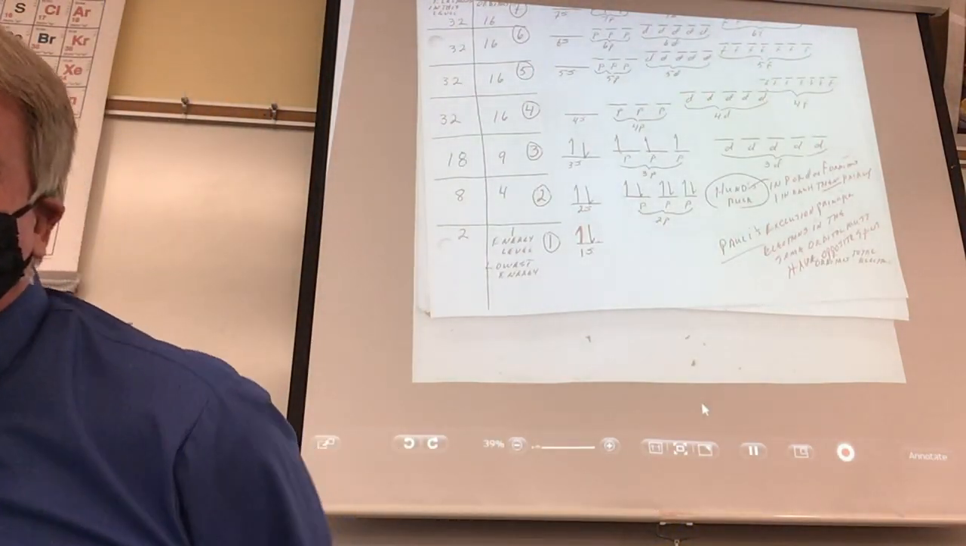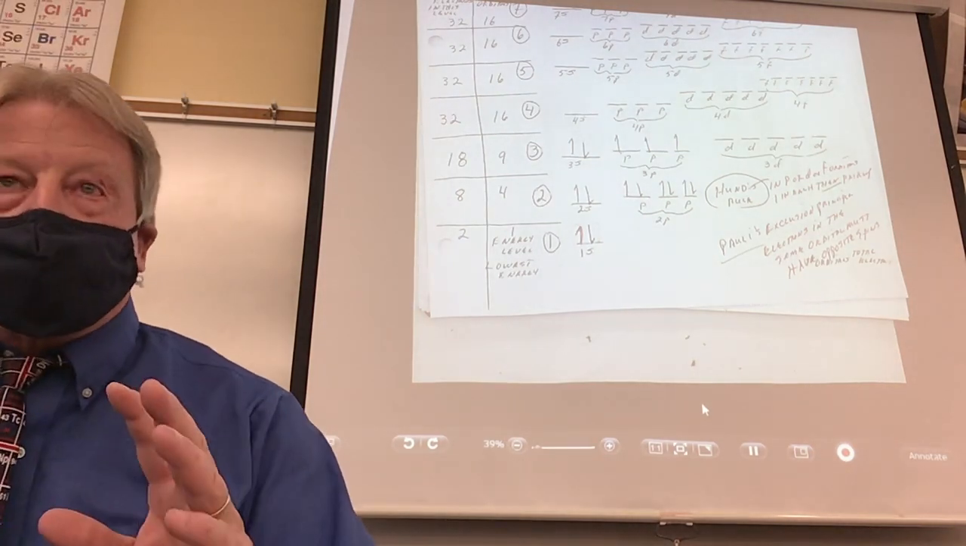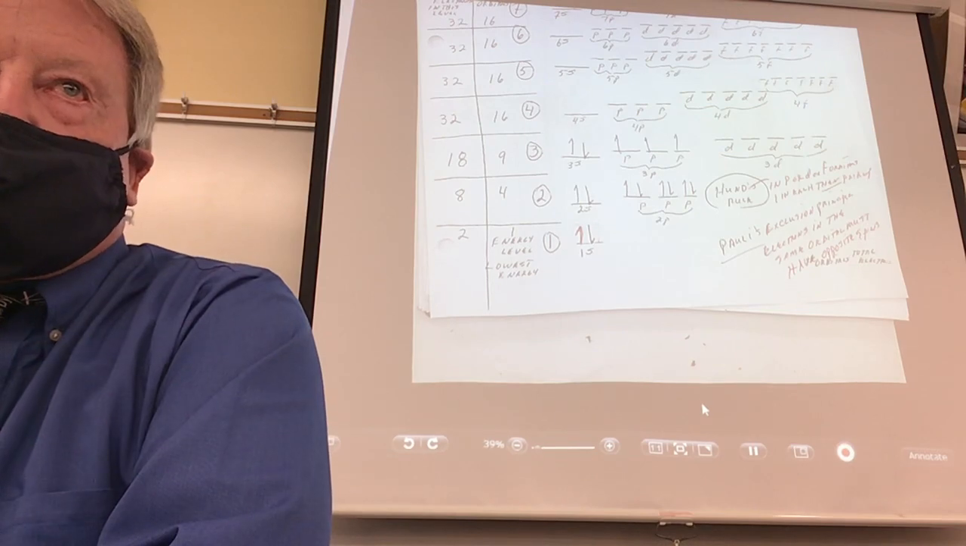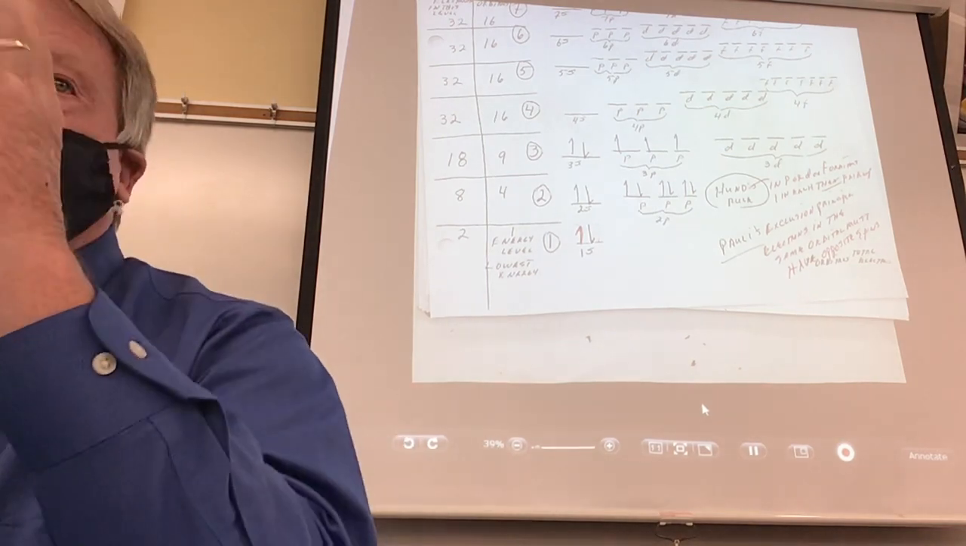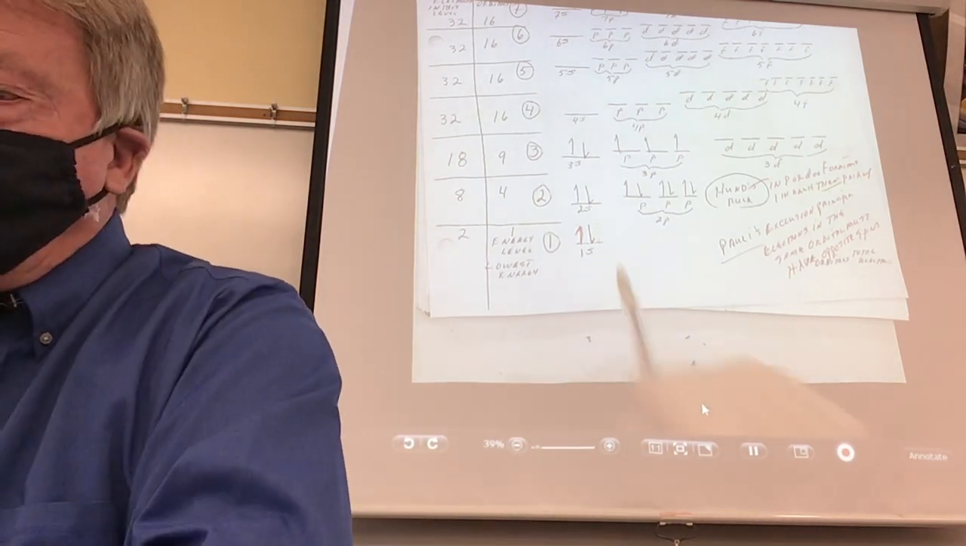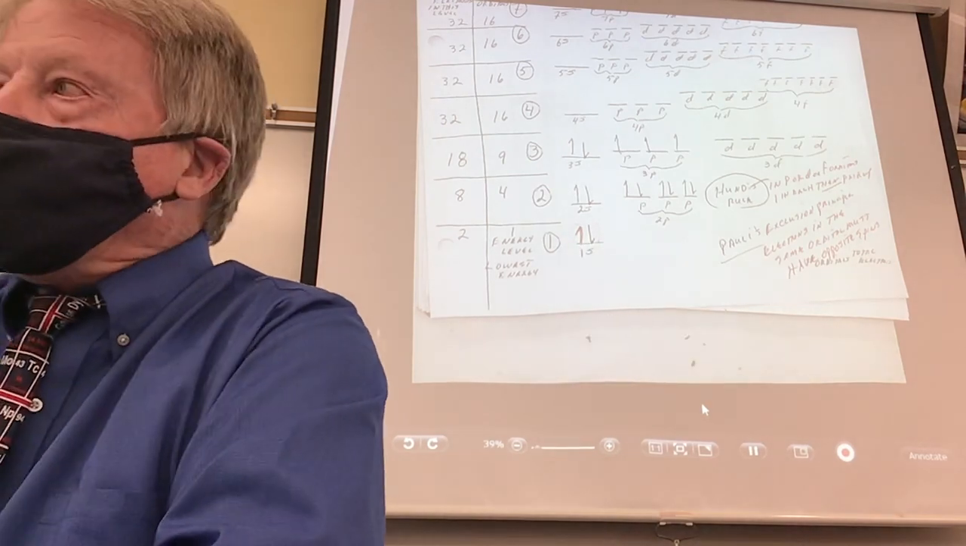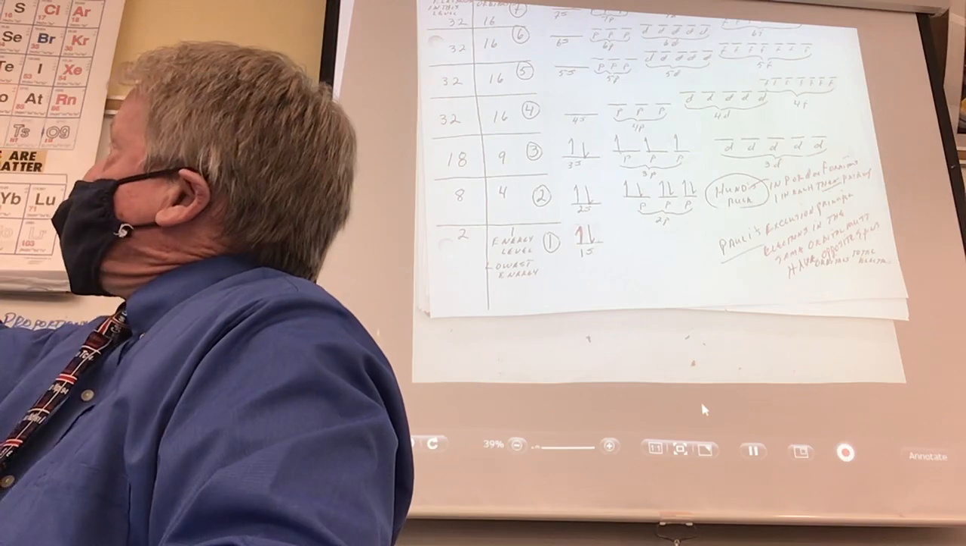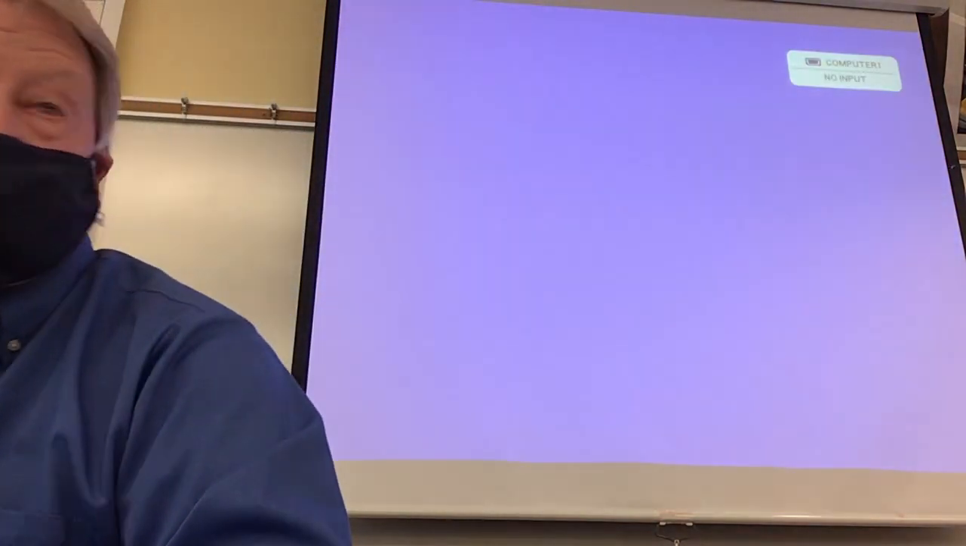Okay, so now the orbital diagrams. It's the same thing we were looking at, but here's how they fill them in. If you'll look at the periodic table while we do this, you'll see the periodic table will come alive to you. 1s1, 1s2. What's going to be next? What's going to come next?